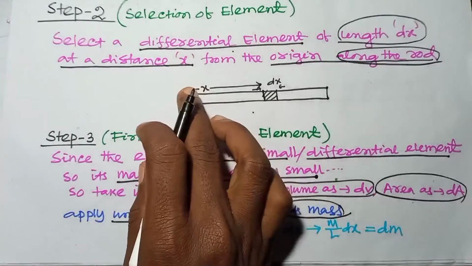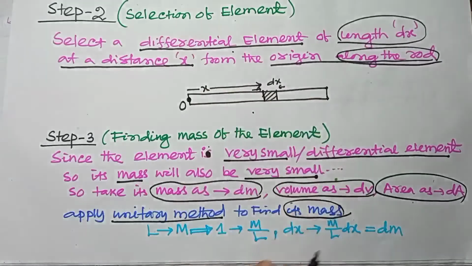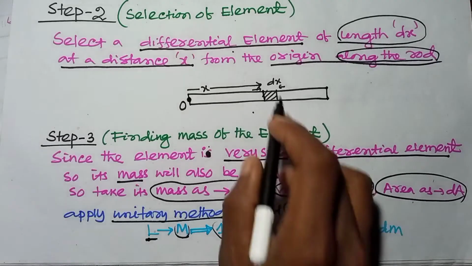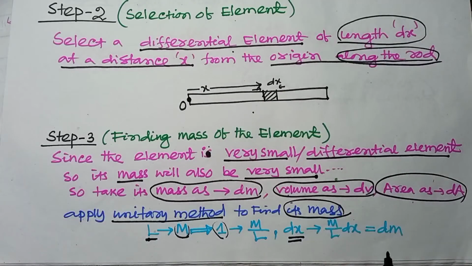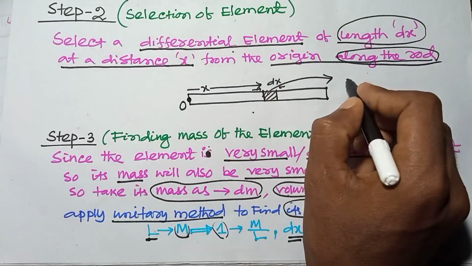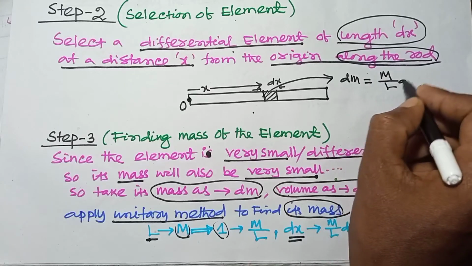So this was the rod of length L, and this is the total mass of capital M. So L length of rod has mass M, so unit length of the rod will have a mass of M by L. So the dx length will have a mass of M by L into dx, and that is nothing but the dm. So this element has a mass of dm, which is equal to M by L into dx.